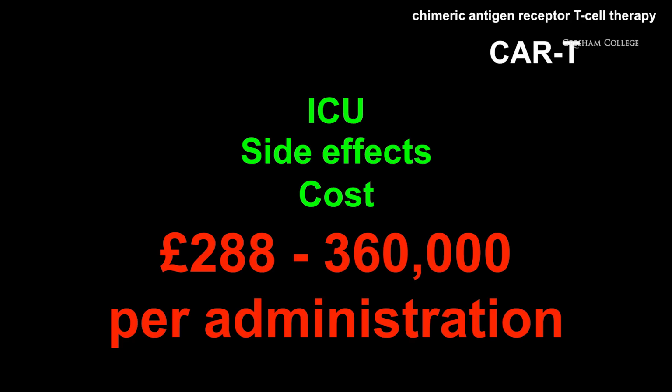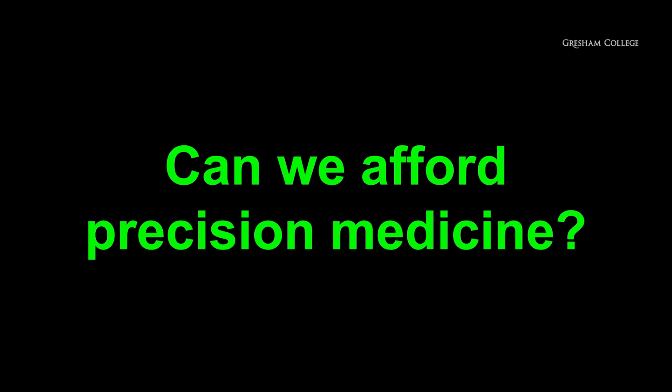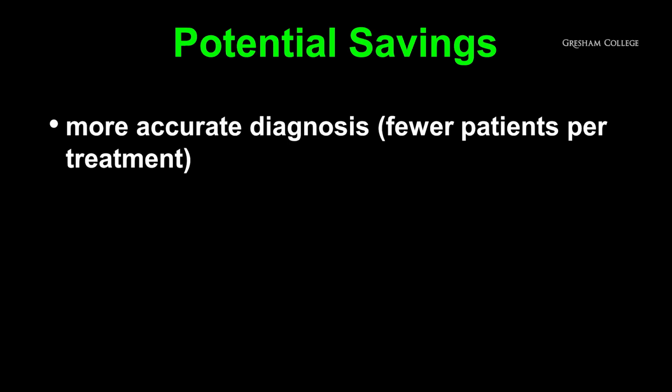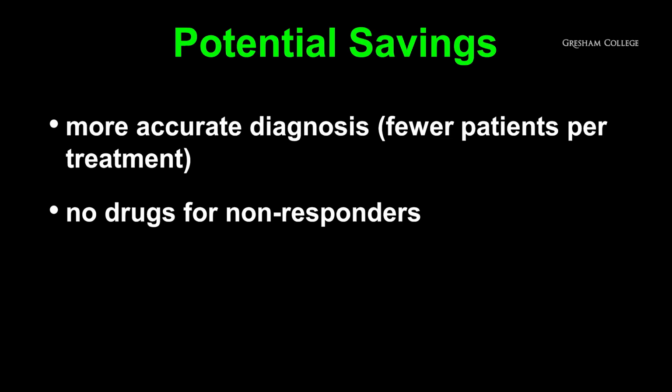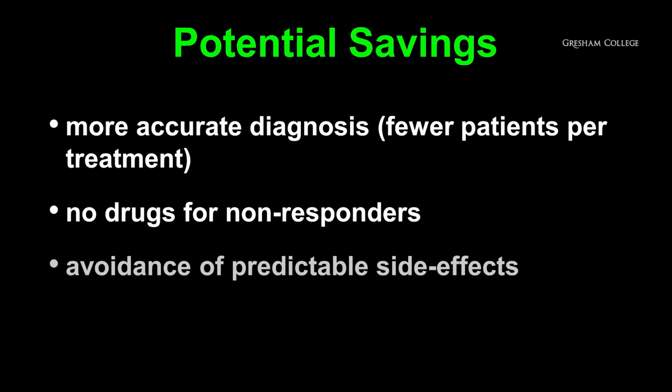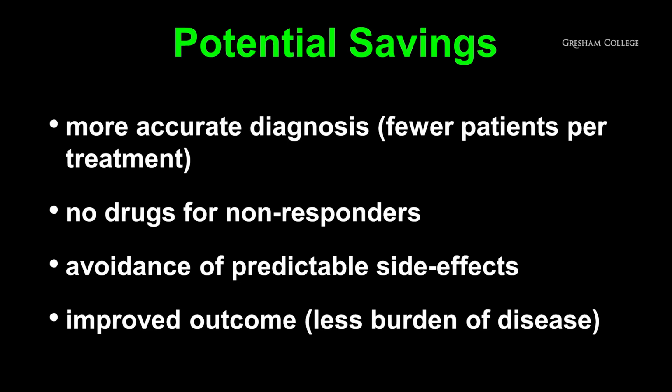So can we afford precision medicine? Well, let's consider that. There are some potential savings if it works out. The first is we're likely, from those initial biological tests, to get more accurate diagnosis with fewer patients per treatment group. You're not going to waste drugs on those people who aren't going to respond to that treatment because you'll have identified that they're not going to benefit from it. You'll avoid expensive and predictable side effects. And hopefully, because you've been more specific, the outcomes will be better, and so you'll have less burden of disease on the community and less on costs for both the family and society.